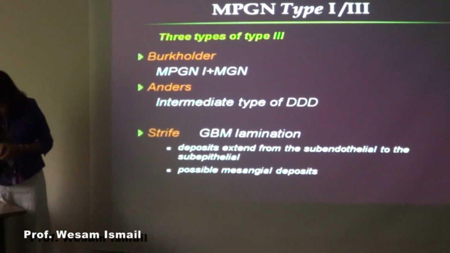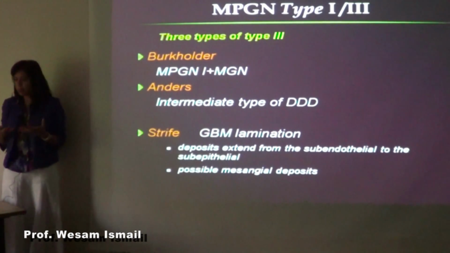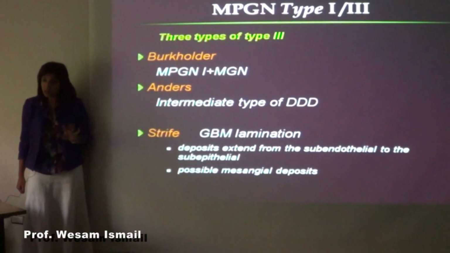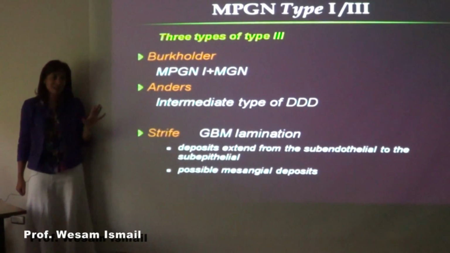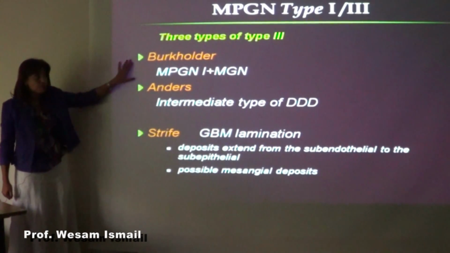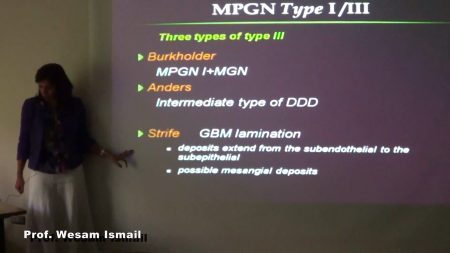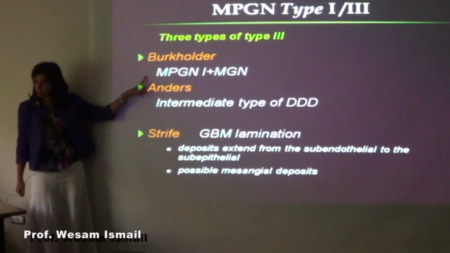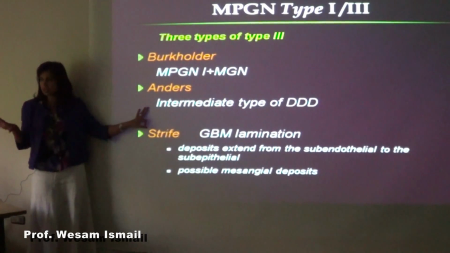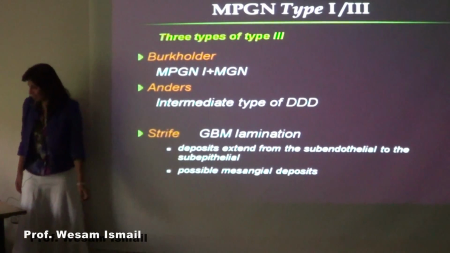As for type 3, there is still controversy about this type. It's really debatable. When type 3 was first described, they came with 3 types. You know, pathologists love classifications. They adore classifications. They keep classifying and sub-classifying and so on. So in type 3, we have the Burkholder type, the Anders or Anders and Strife type. This one is the membranoproliferative glomerulonephritis plus with membranous features. This one was considered an intermediate type of dense deposit disease, and this one has glomerular basement membrane lamination.